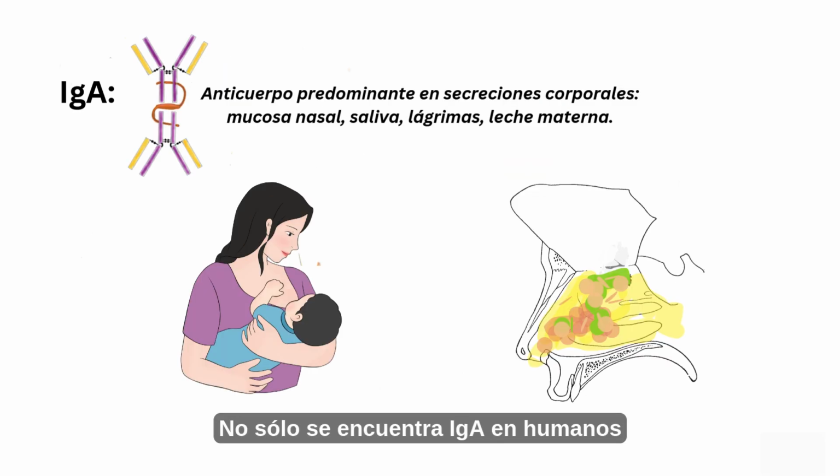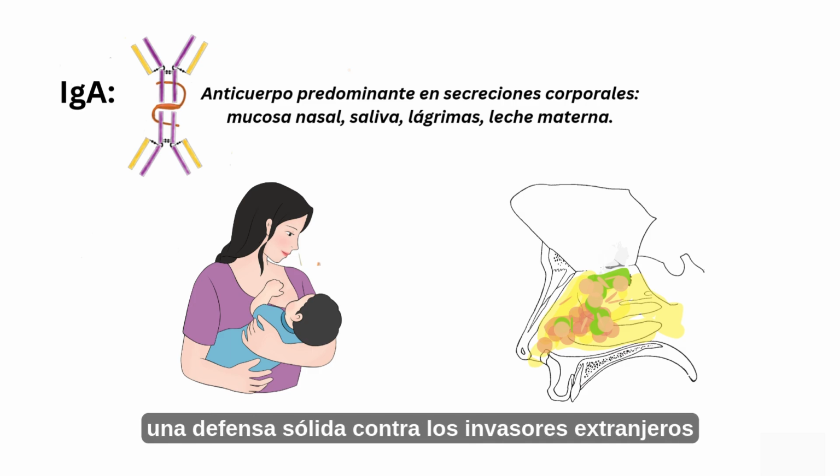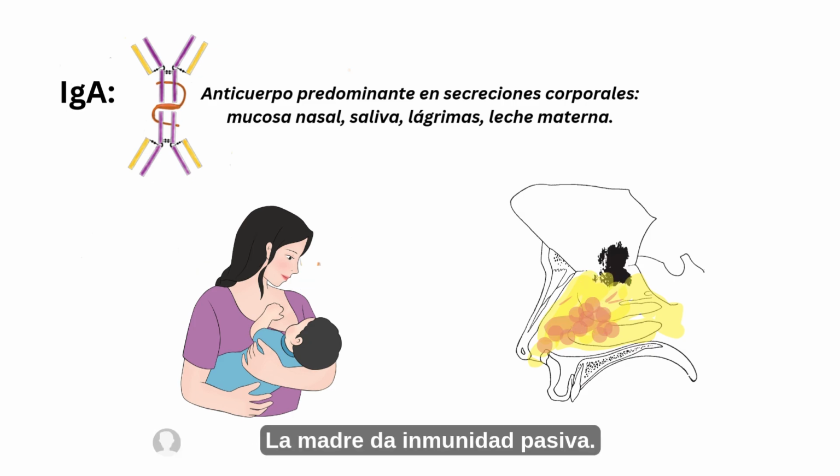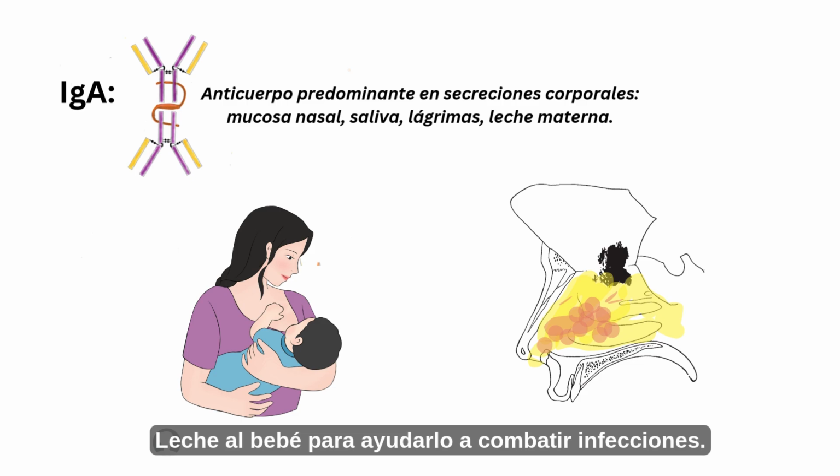Not only is IgA found in human serum, but it is the predominant antibody in body secretions: nasal mucus, saliva, tears, breast milk. And it is the most prevalent overall because of the secretions, forming a sound defense against foreign invaders in our mucus, in our nasal passages, and as well as in our gut. The mother gives passive immunity by IgA going through breast milk to the baby to help the baby fight infections.